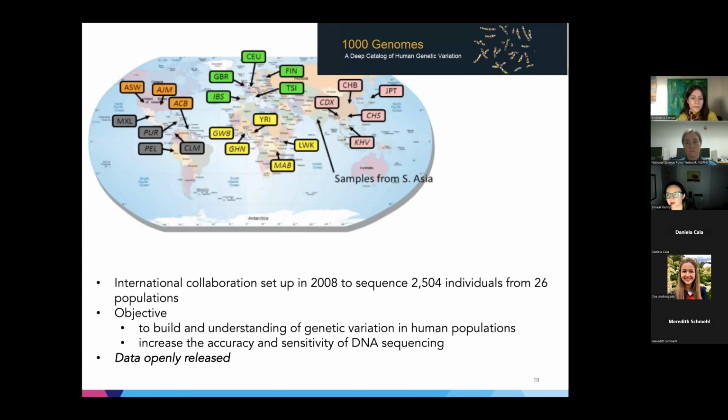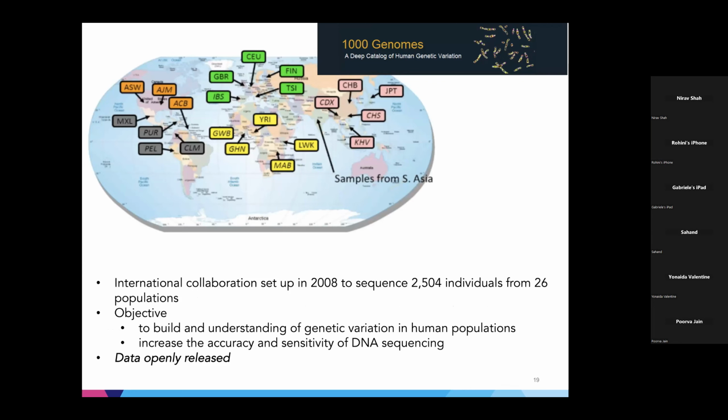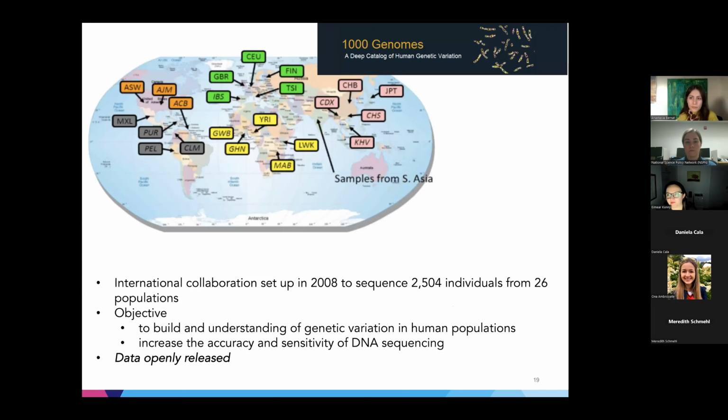The 1,000 Genomes Project was set up in about 2008 with the plan and intention to sequence 2,504 individuals from 26 populations all around the world. And the objective was multifold, but a key principle among them was number one, to build a data resource that would help us understand genetic variation in human populations and really characterize it.